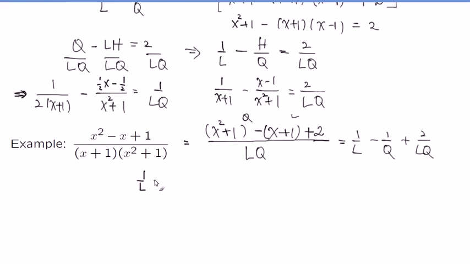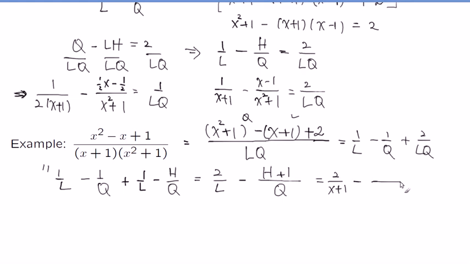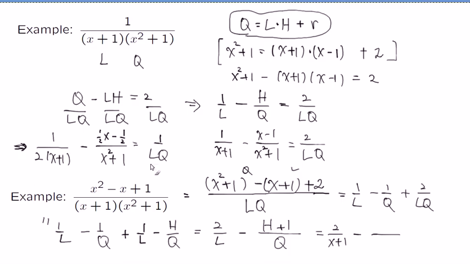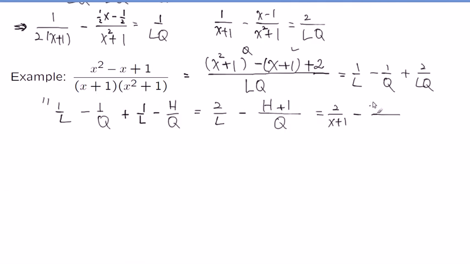And then you just do that one in here. So it's 1 over L minus h over q. That's 2 over L. And there's one more, 1 over L minus 1 over q. So altogether it is 2 over L minus h plus 1 over q. So 2 over x plus 1 minus, what is h? H was x minus 1. It's x minus 1 plus 1 is x, over x squared plus 1. That's a decomposed form. Each of them is an irreducible factor, and numerator less than that. Does that make sense? So that's one juggling method.